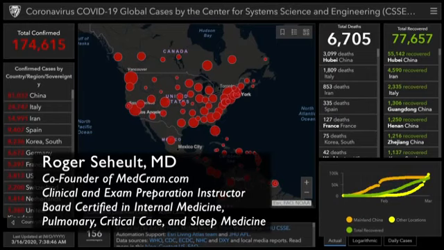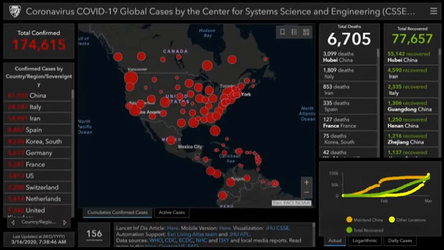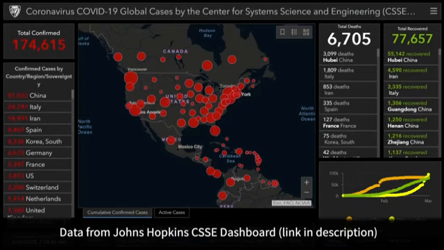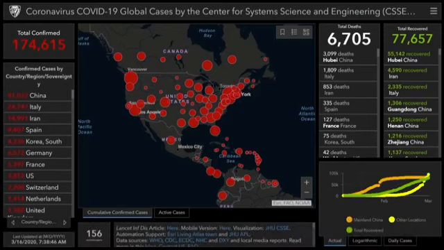Welcome to another MedCram COVID-19 update. You can see the numbers here. They are starting to exceed that of mainland China when we look globally. What I wanted to get to today is something that a lot of you have commented on, and that is the receptor for the SARS-CoV-2 virus that causes COVID-19, and that is the ACE2 receptor. The ACE2 receptor is how the virus gets into the cell. It's the doorway, and it's more than just a doorway.